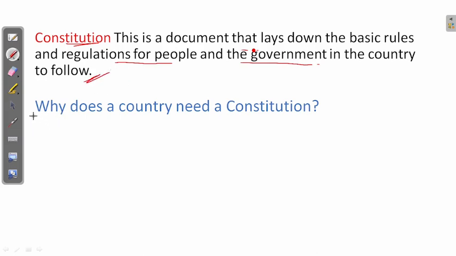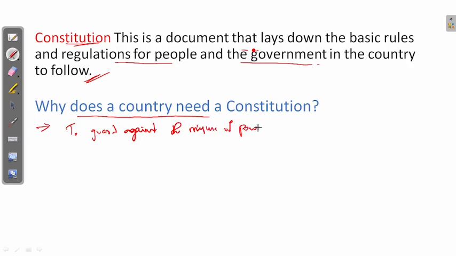Next, let us see why the country needs a Constitution. First point, to guard against the misuse of power by our political leaders. We all know we are in a parliamentary form of government, so there are many powers with the political leaders. So this Constitution helps us to guard against the misuse of power by our political leaders.